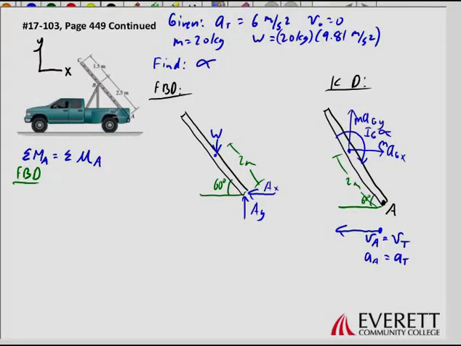We've got the weight pushing down, which is our 20 kilograms times 9.81 meters per second squared times the 2 meters times the cosine of 60 degrees. That's exactly the same sum of the moments as we had from the last problem because we have the same free body diagram. Now we have a different kinetic diagram, so we need to figure out the right-hand side of the problem here. We're going to get that from our kinetic diagram.